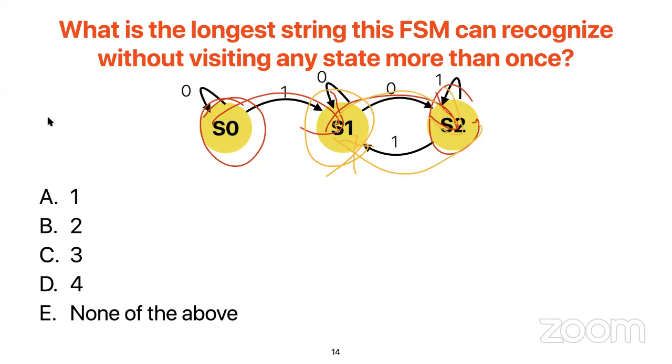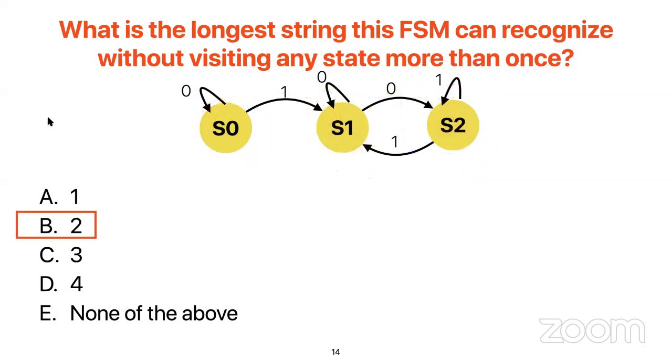And if you start from S2, you can only go from S2 to S1, right? So you won't be able to go to S0. So you have to start with S0 anyway in this example, right? So what this example tells you is that if I want to create a state machine that recognizes two characters, then 3 is probably the number of states to start with, right?